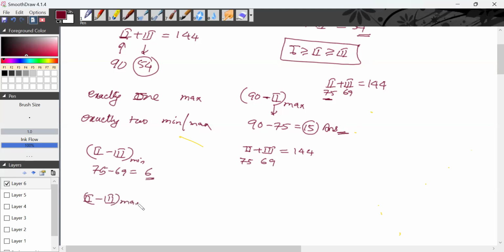So we have to minimize this and maximize this. The maximum value which I can take for this is 90. Correspondingly, the minimum value of 3 would be how much? 54, right? So it would be 90 minus 54, whatever comes. 36 ना? ये आपका आंसर होगा. I hope I'm clear everyone. सबको समझ में आया ये?